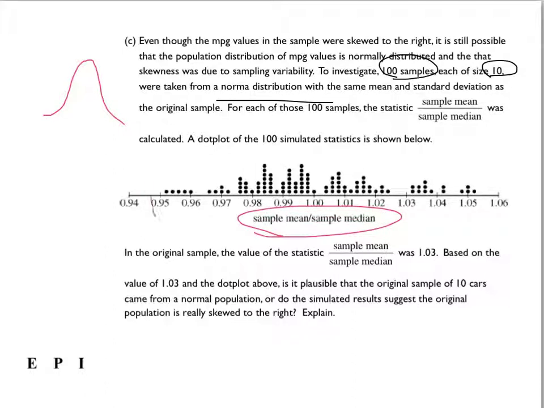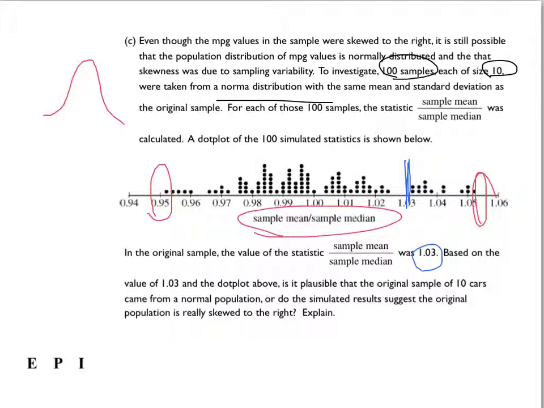The lowest one was around 0.95 and the highest one was around 1.05. So when they're just randomly doing this, it's not going to be super far off that 1.0, which would represent the mean and median being exactly the same, and that usually means it's not a skewed graph. In the original sample, the value of sample mean divided by sample median was 1.03. And that would be right about here on this graph.